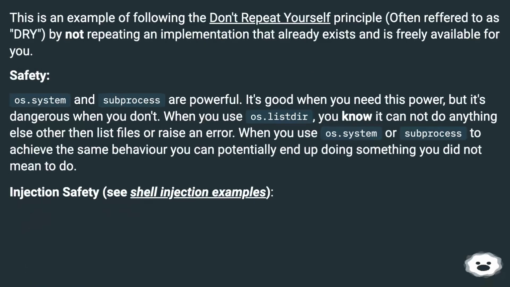This is an example of following the Don't Repeat Yourself principle, often referred to as DRY, by not repeating an implementation that already exists and is freely available for you. Safety: os.system and subprocess are powerful. It's good when you need this power, but it's dangerous when you don't. When you use os.listdir, you know it cannot do anything else other than list files or raise an error. When you use os.system or subprocess to achieve the same behavior, you can potentially end up doing something you did not mean to do. Injection safety: see shell injection examples.